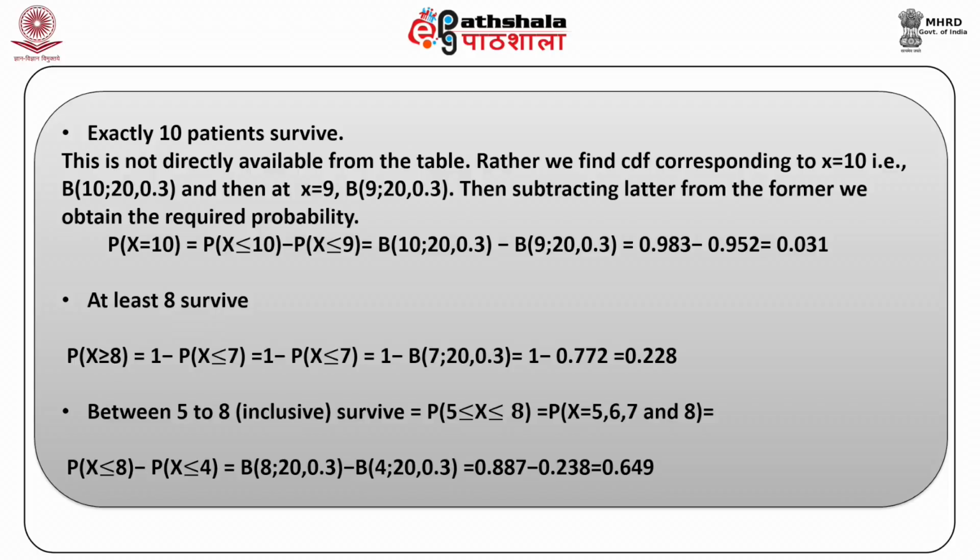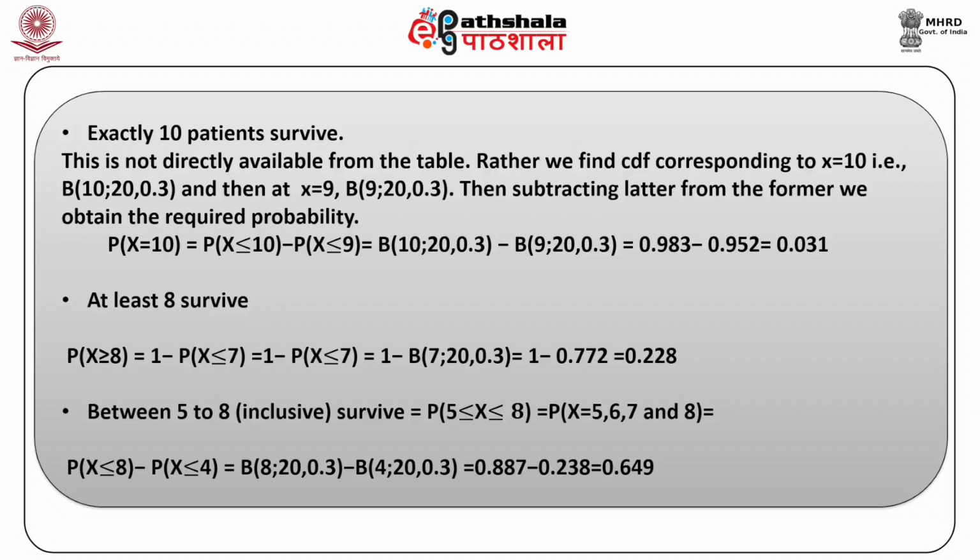And this comes out to be equal to 0.983 minus 0.952. Hence, the required probability is 0.031. Similarly, suppose we want to find out that at least 8 persons survive.